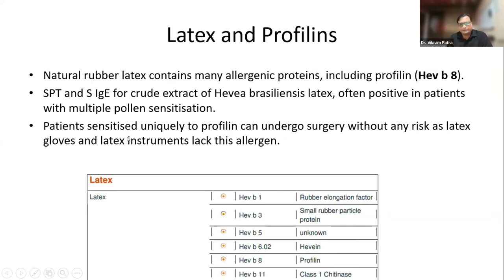When we do SPT and latex is positive, we may directly ask the patient to avoid latex, to avoid surgery. The cost of surgery may increase to have latex-free surgical equipment. But if we go for component testing for latex, and the major Hev b 1 and Hev b 3 are negative, and only Hev b 8 is positive, then we need not restrict them for surgery, because these instruments lack this profilin. They are all processed and profilin is highly heat labile, so it gets destroyed.